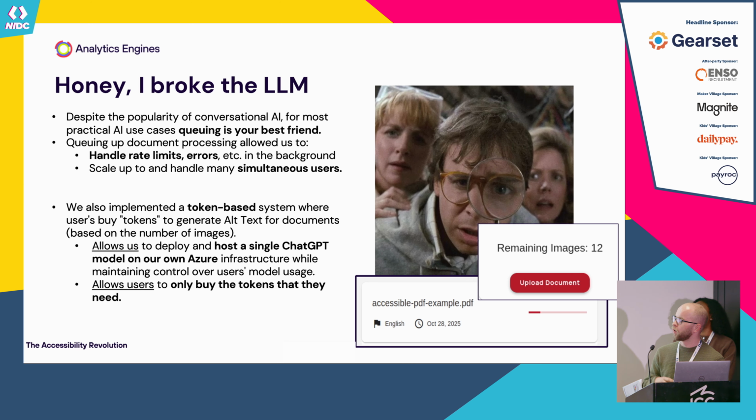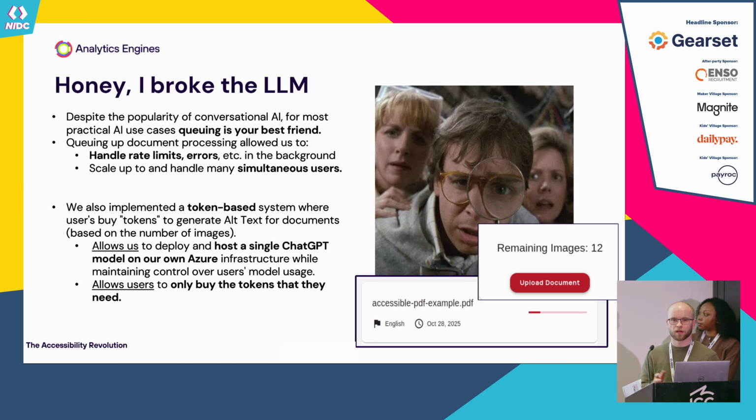But what we did then was we integrated something which a lot of you should probably integrate if you're using AI. A lot of these ChatGPT type things online use conversational interfaces to communicate with AI, and that can be very good. That can be a natural way of discussing with something. But whenever you're doing more practical use cases like our alt text solution, queuing is your best friend. So what we did here was we have a task handling queue in the back end that, when someone uploads a document, will parse out the images and queue that all up in a way that is pretty seamless to the user.